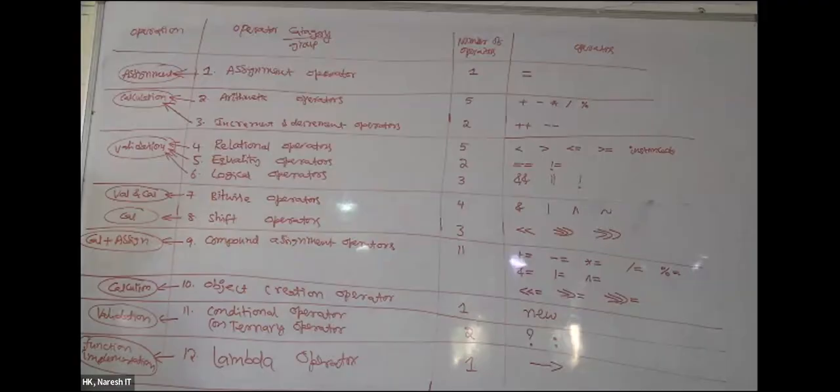Lambda operator is meant for one function to implement. Function implementation operator that consists of all three: assignment, validation, calculation. In bracket, you can write A plus V plus C. All three will be there. ABC. Assignment also will be there. Validation also will be there. Calculation is also will be there.